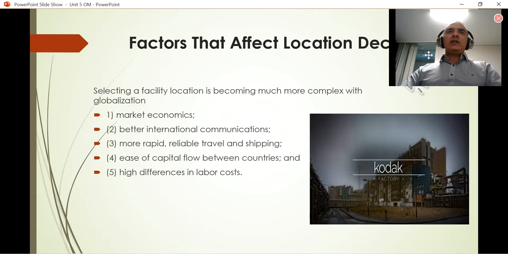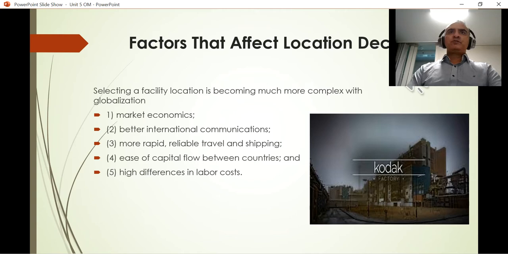So we can talk about factors that affect the location decision. Also, we have to think of market economics, how the market is working, international communications, travel and shipping, ease of capital flow, and differences in labor cost.